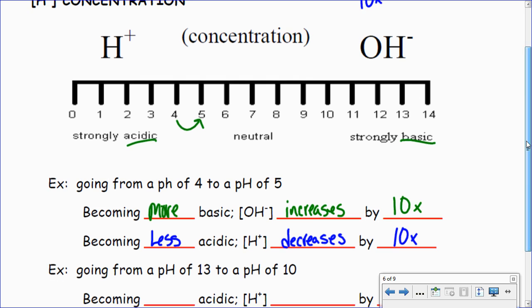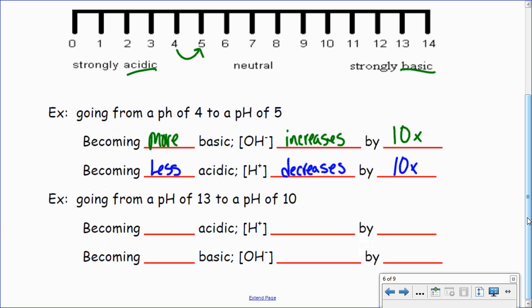Okay. The next little bit is when we have to skip more than 1 pH unit. It's easy to remember 10 times, but if we're going to go from pH 13 to pH 10, we have actually skipped 1, 2, 3 gaps there. So in this scenario, we're becoming more acidic. H plus increases.